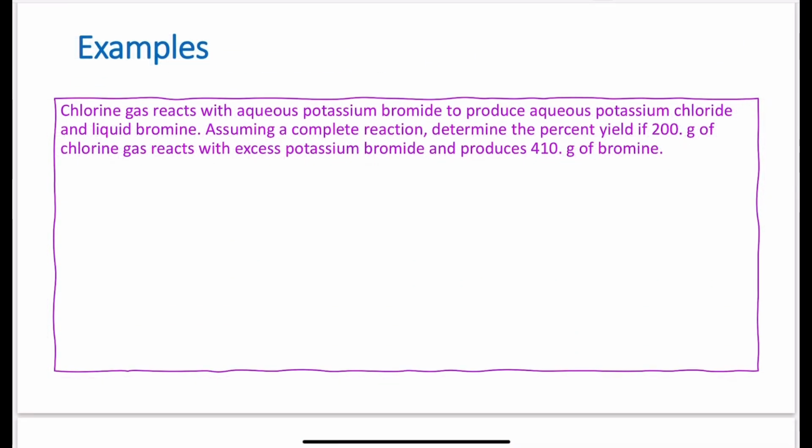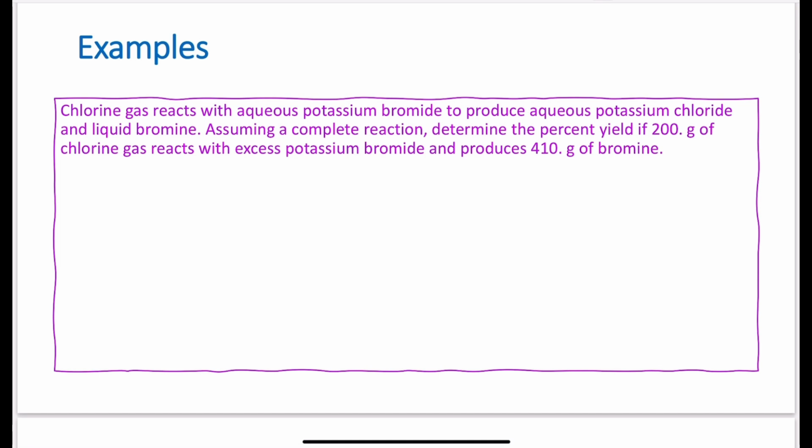Chlorine gas reacts with aqueous potassium bromide to produce aqueous potassium chloride and liquid bromine. Assuming a complete reaction, determine the percent yield if 200 grams of chlorine gas reacts with excess potassium bromide and produces 410 grams of bromine. So first thing we need is that balanced reaction.